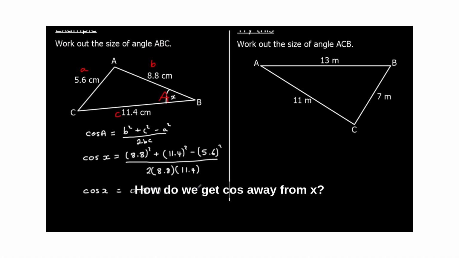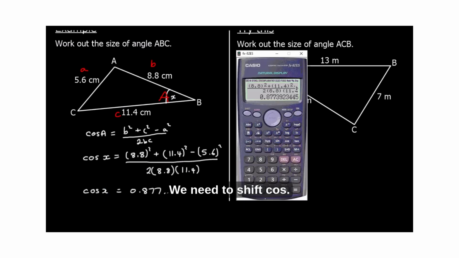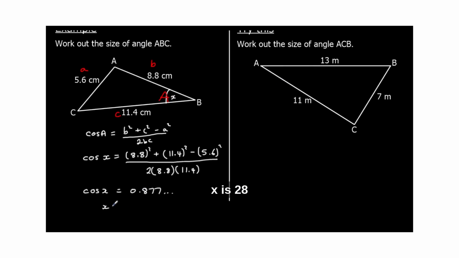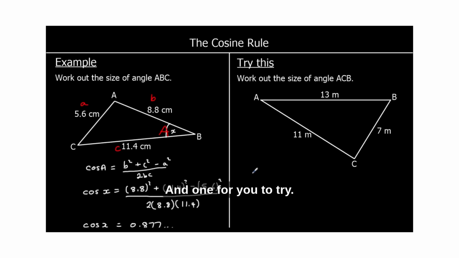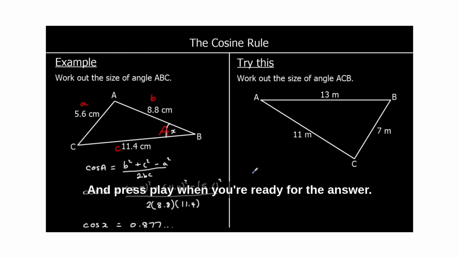How do we get cos away from x? How do we get x by itself? What's the opposite of cos? We need to shift cos. So shift cos our answer, and we've got 28.67. So x is 28.67 degrees to 2 decimal places again. And one for you to try, so pause the video, give it a go, and press play when you're ready for the answer.